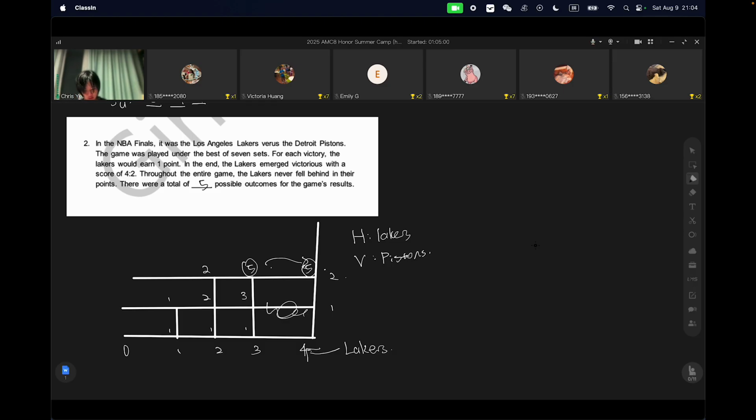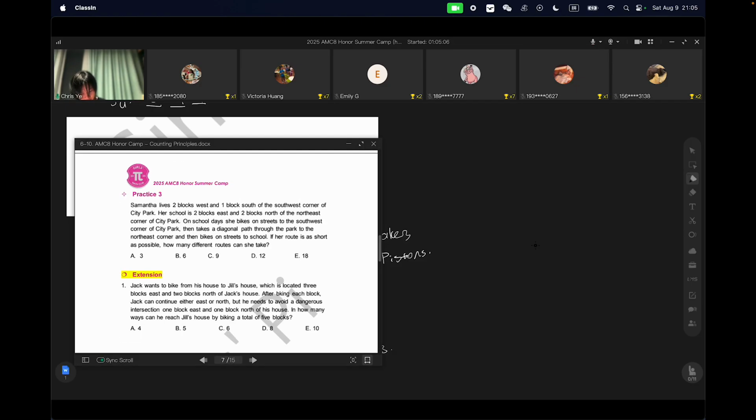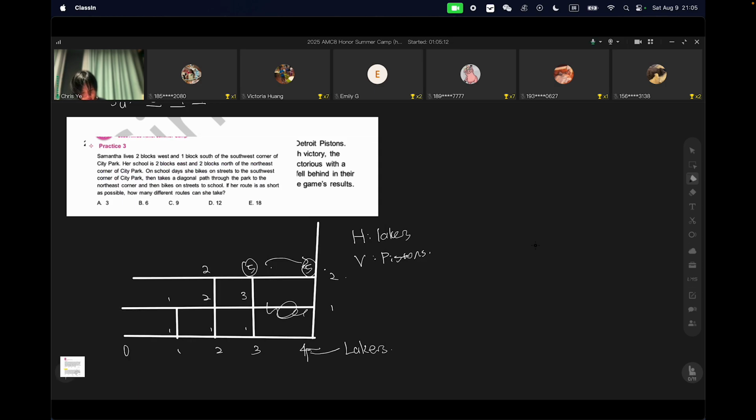And that is it for this concept. Move on to our practice problem. The practice problem is going to be a little easier to visualize, and let's start.